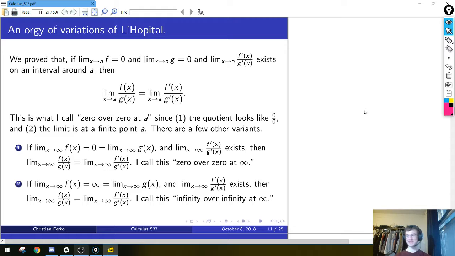Yes, lovely choice of words. I actually took this word from Spivak. He uses it in his book, he says, this completes the orgy of variations of L'Hopital's rule. In a totally serious textbook.